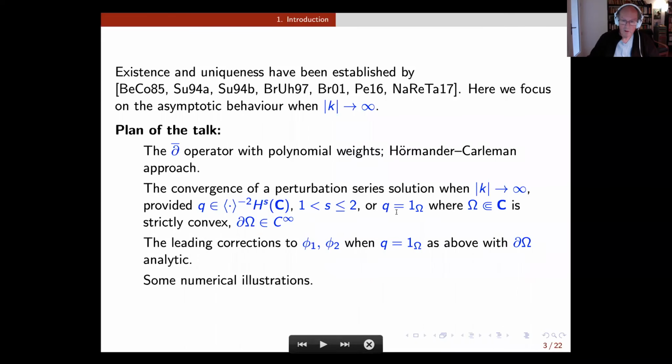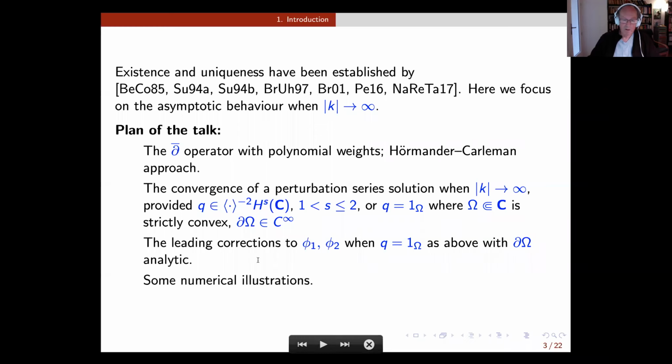The other case we're interested in is when Q is the characteristic function of a strictly convex domain with smooth boundary. Actually, for the most detailed results, we will assume the boundary to be analytic, but probably that assumption can be relaxed. Also, we did not work it out, but inside this strictly convex set, you could have holes which are also strictly convex. You can remove strictly convex subsets of omega.